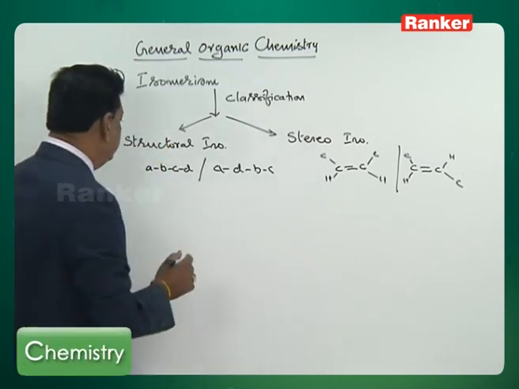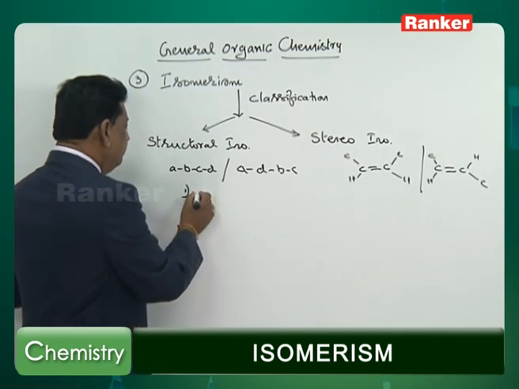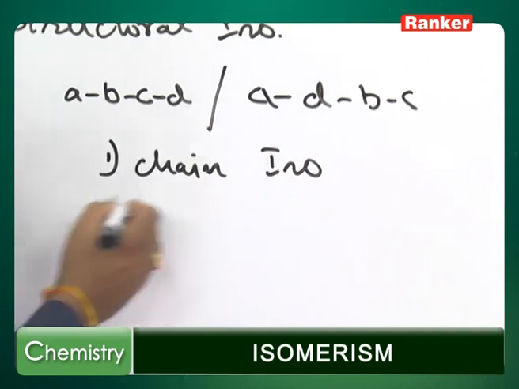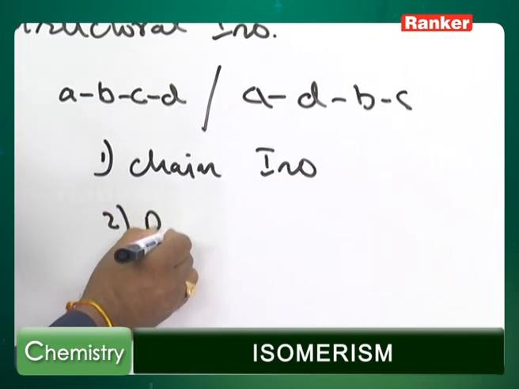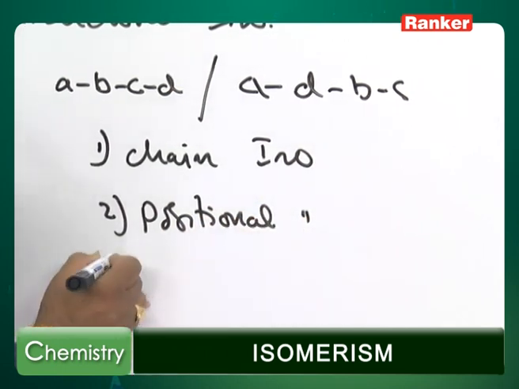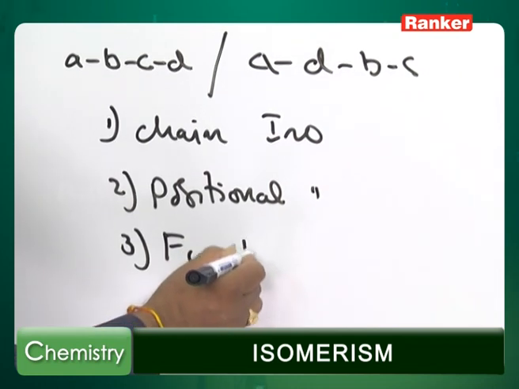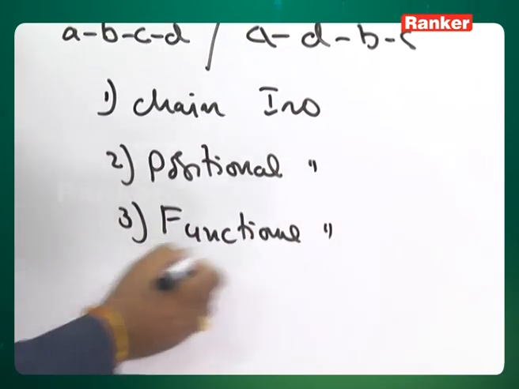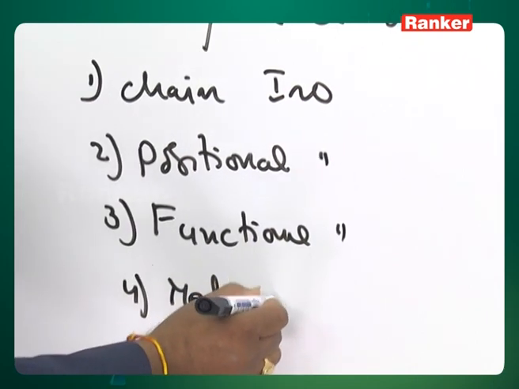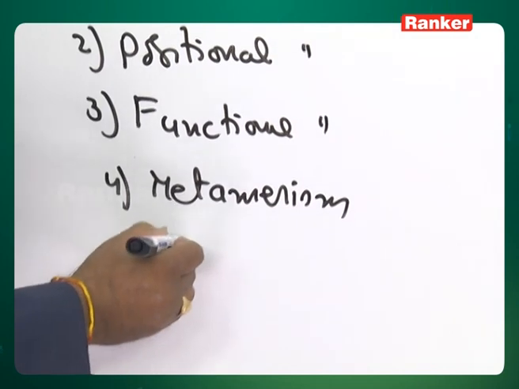Under the structural, we have 5 varieties. Structural isomerism may be classified further into chain isomerism, position isomerism or positional isomerism, functional isomerism, metamerism, and tautomerism.